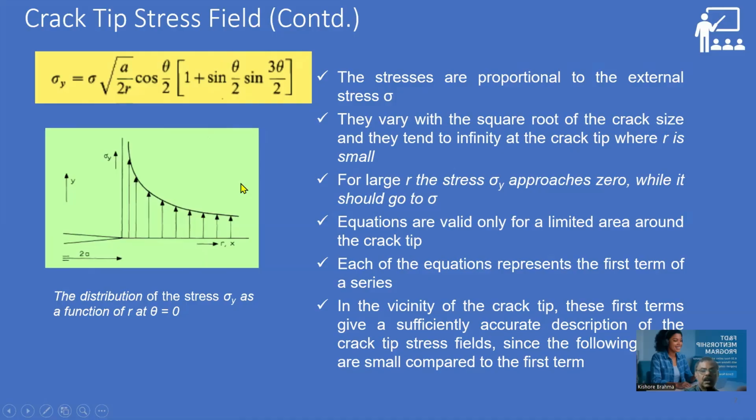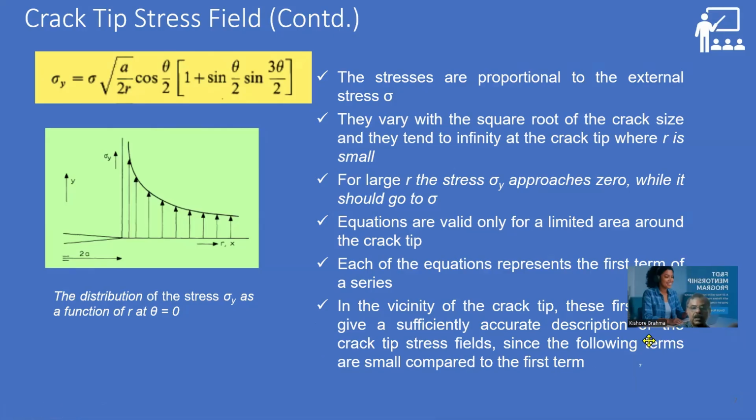So the narratives are that the stresses are proportional to the external stress sigma, and they vary with the square root of the crack size and tend to infinity at the crack tip where r is small. For large r, the stress sigma y approaches 0, while it should go to sigma. Equations are valid only for limited areas around the crack tip. Each of these equations represents the first term of a series. And in the vicinity of the crack tip, these first terms give a sufficiently accurate prediction of the crack tip stress field since the following terms are small compared to the first term.